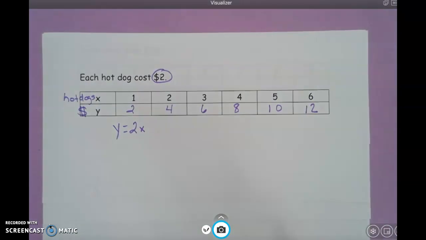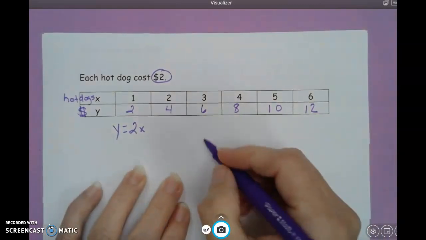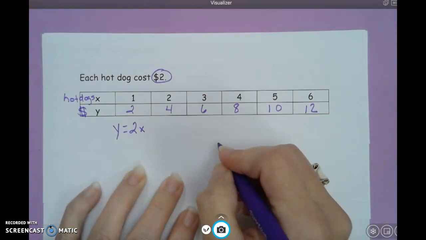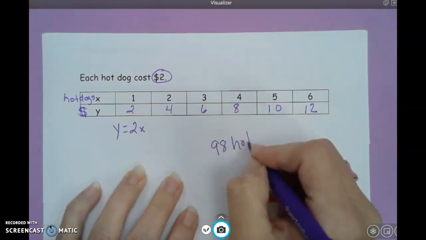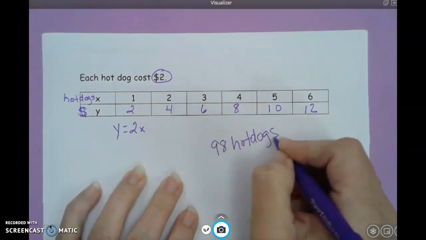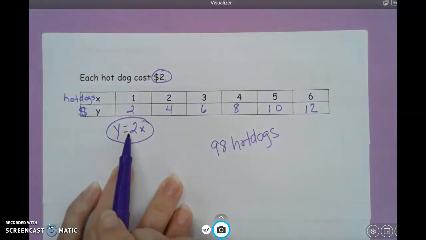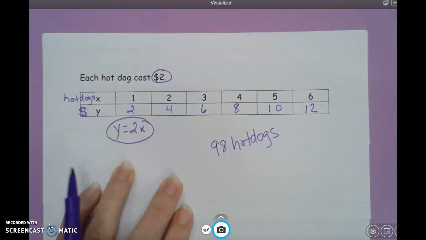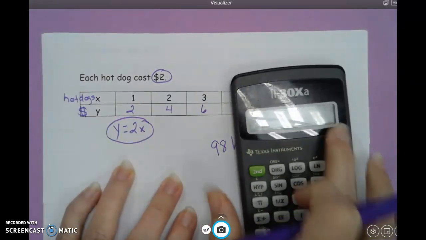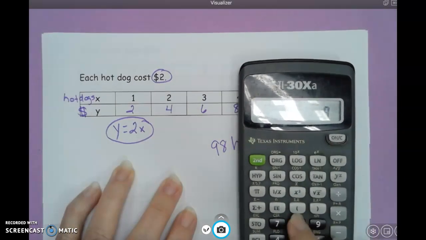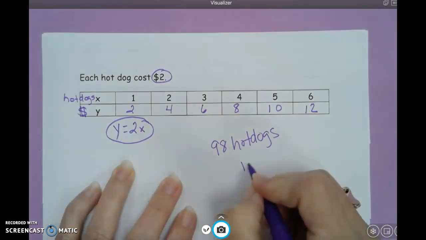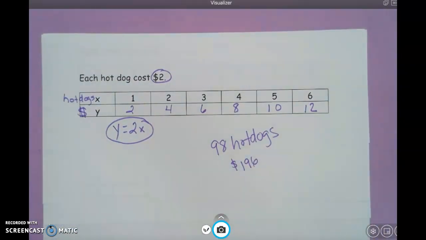So we could continue this table forever if we wanted to, or if I just said, okay, I want to order for the whole 7th grade and I want 98 hot dogs. Well, you've written the equation, and we know that we have to say 98 times 2. So if you want 98 hot dogs, then you can do 98 times 2. And that means that you're going to spend $196 for hot dogs. Okay?